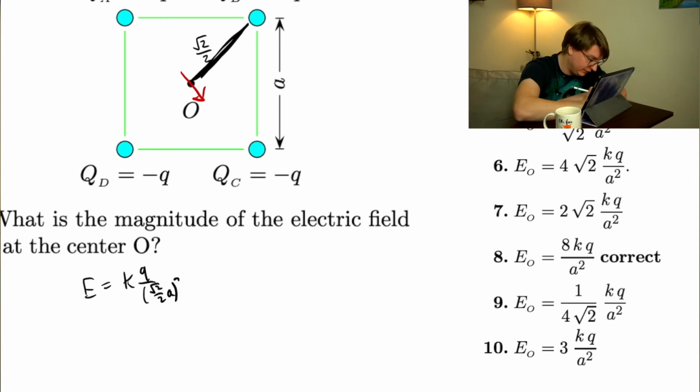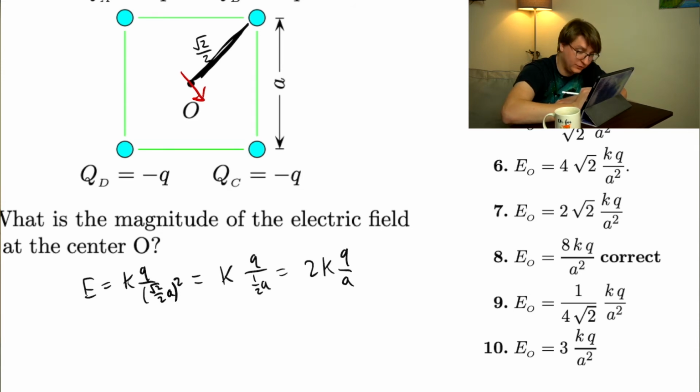It's going to look like this. This gets squared. We get K, Q, 1/2 A, so 2K, Q over A. So that's if it's just a Q. So if it's Q, we have to get a negative sign in there. We'll figure it out. And for this 3Q, we'll just multiply this thing by 3 and call it good.